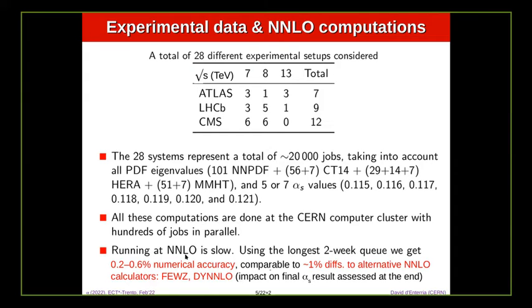So running at NLO is fast in MCFM, but still, I mean, it took 2 weeks to get 2 to 6 per mil numerical accuracy, which is comparable to the 1% differences that we found by running different calculators at NLO, like FEWZ or DYNNLO. I will comment on this later on at the end.